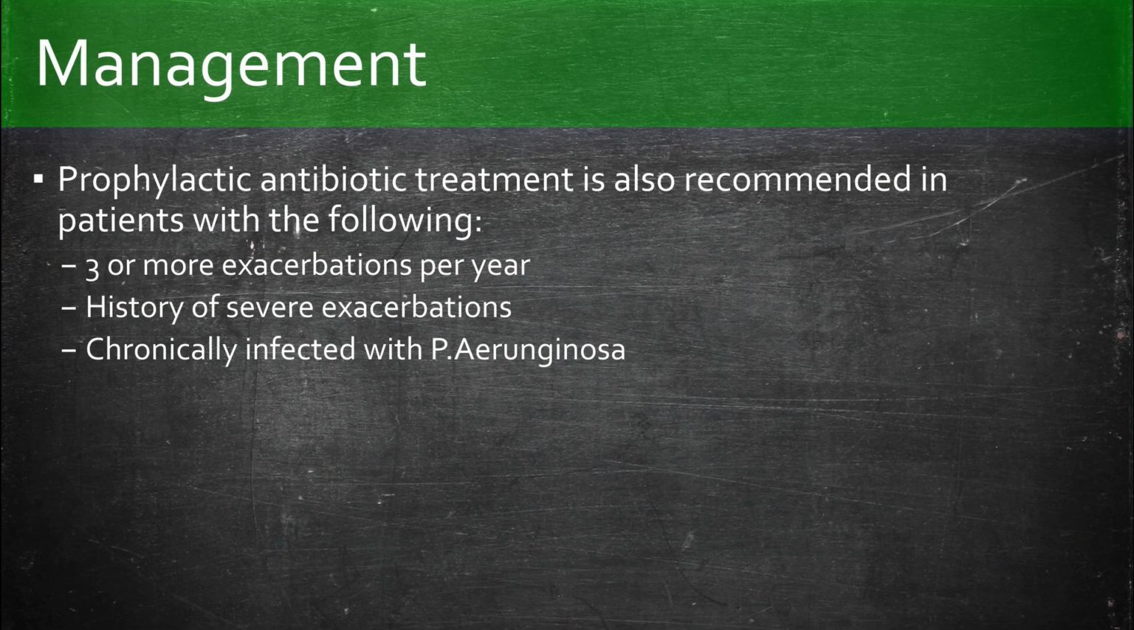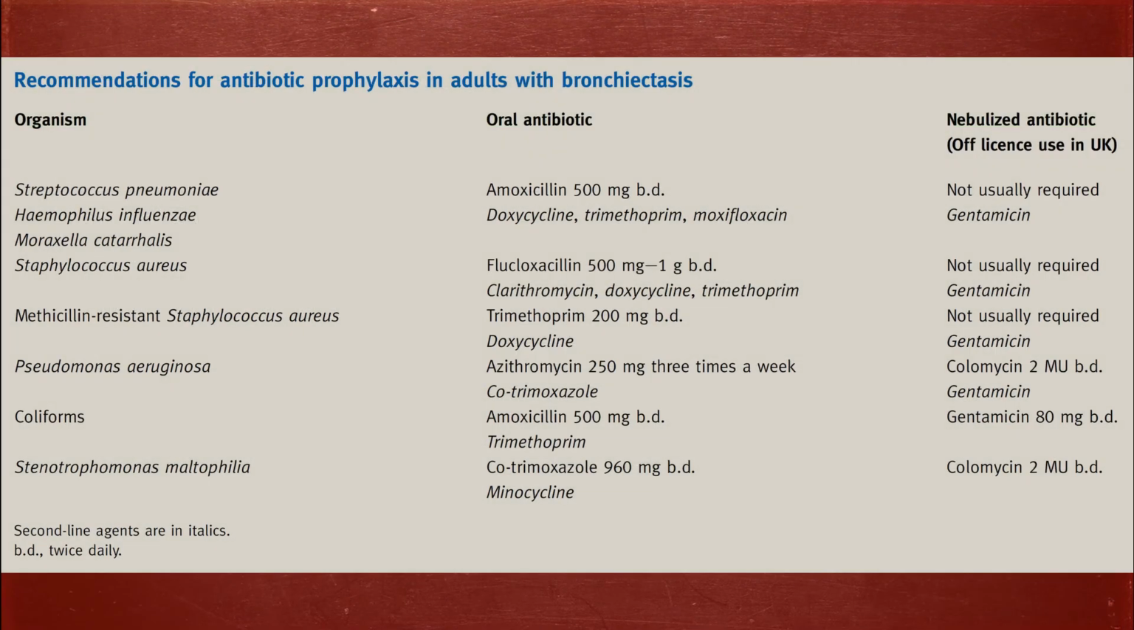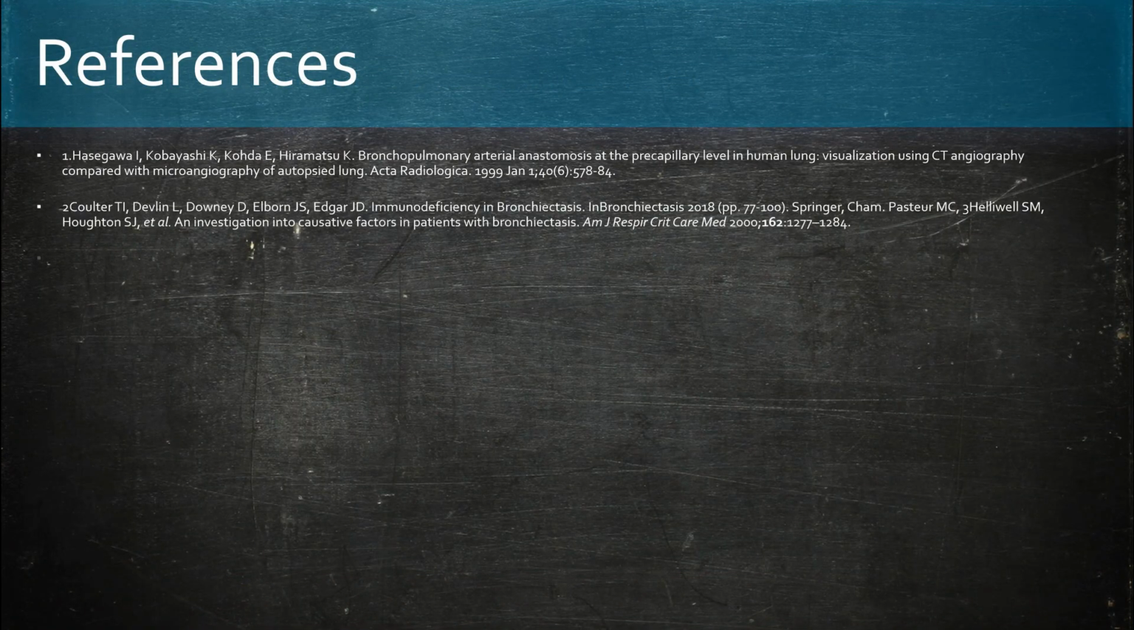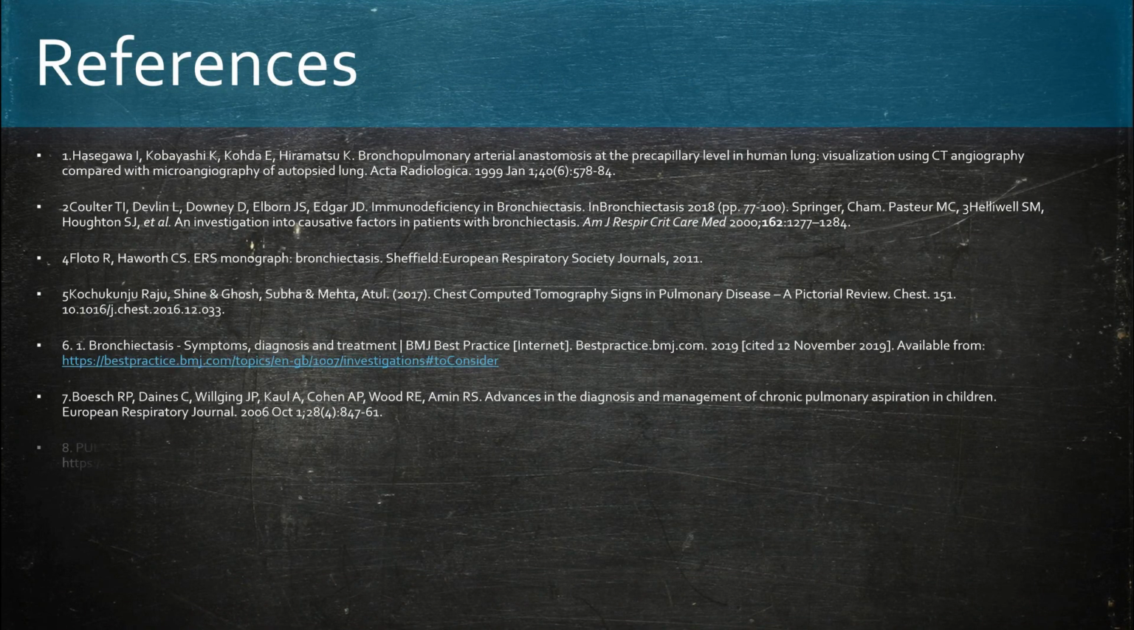Prophylactic antibiotic treatment is recommended in patients who have had 3 or more exacerbations per year, a history of severe exacerbations, or if they are chronically infected with P. aeruginosa. Here are recommendations for prophylactic antibiotics. And here are the references used in this presentation.